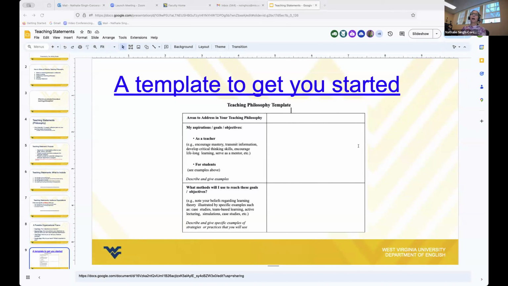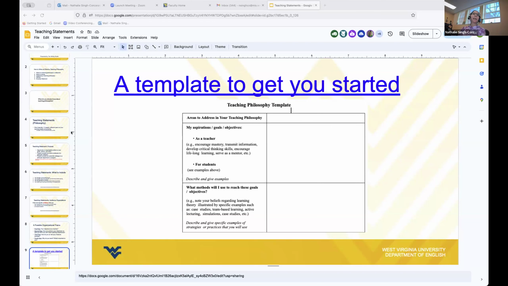And the boxes in the left-hand column are meant to cover those paragraphs or sections, those things that you're supposed to include. And then in the right column, you're just meant to brainstorm ideas. So what are your aspirations and goals and objectives? And there's an example. And again, notice that this one is also reminding you to describe and give specific examples, what methods you use to reach those goals and objectives, how you assess student understanding, how you see teaching in your discipline, and then this last one, how you'll improve your teaching.